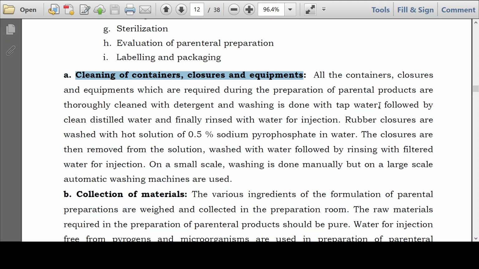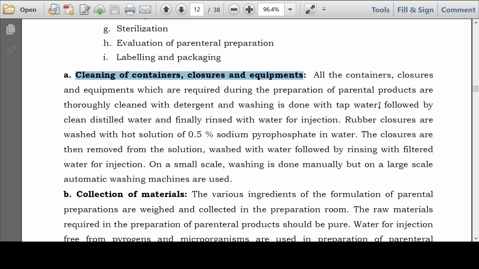The closures are then removed from the solution, washed with water followed by rinsing with filtered water for injection. Once the rubber closures are clean with 0.5% sodium pyrophosphate, again these rubber closures are washed with filtered water for injection. On a small scale, washing is done manually, but on a large scale, automatic washing machines are used.